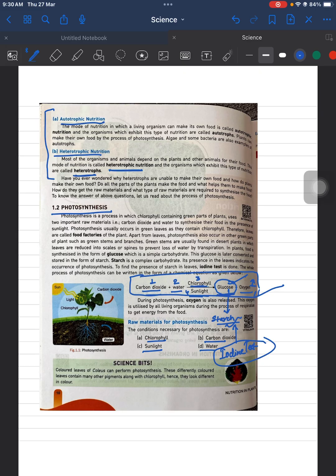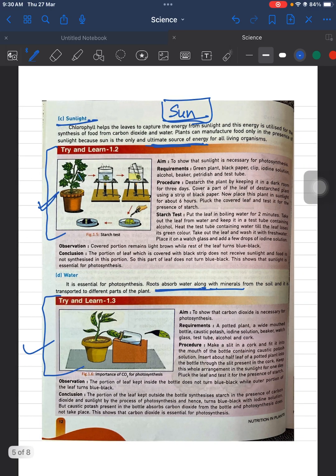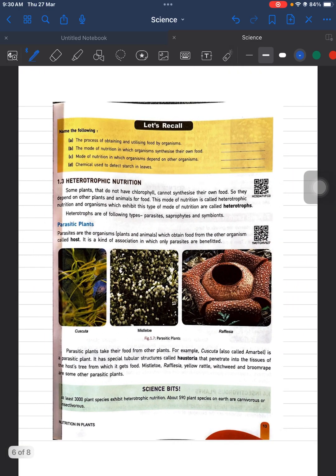So this is autotrophic nutrition. In autotrophic nutrition there is photosynthesis, and in photosynthesis there is chlorophyll, carbon dioxide, sunlight and water. Now, heterotrophic nutrition. Heterotrophic nutrition means living organisms are getting food from other organisms. There are many plants which do not synthesize their own food. They take the food from other organisms.